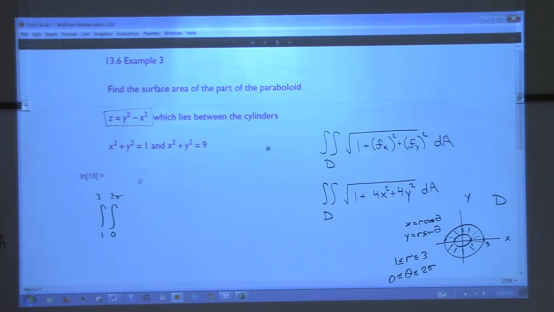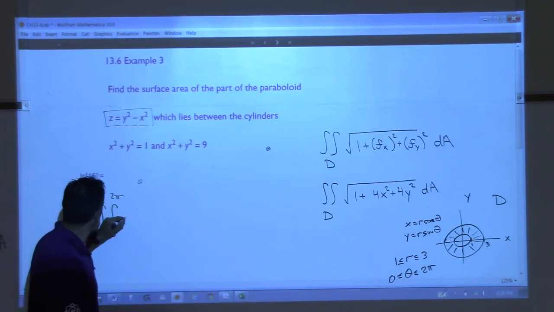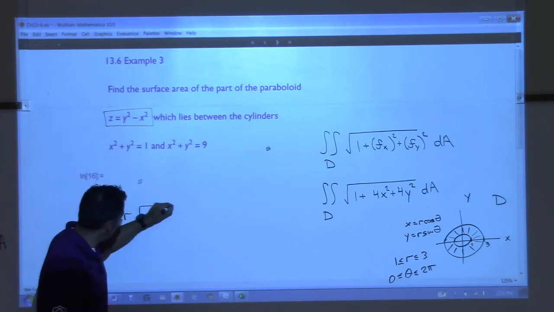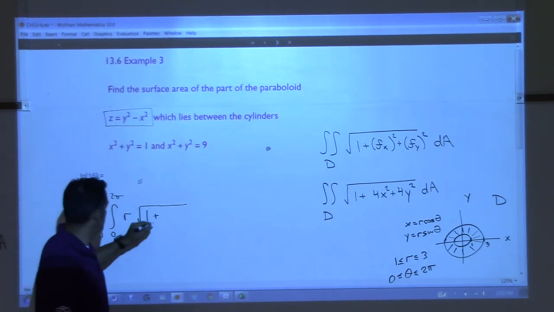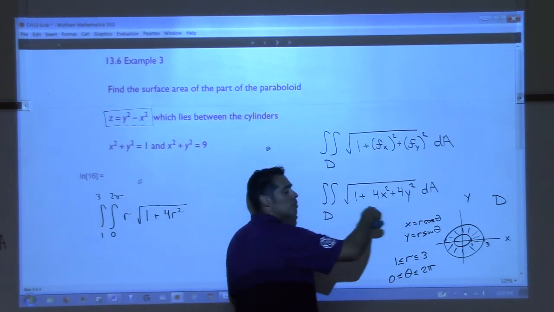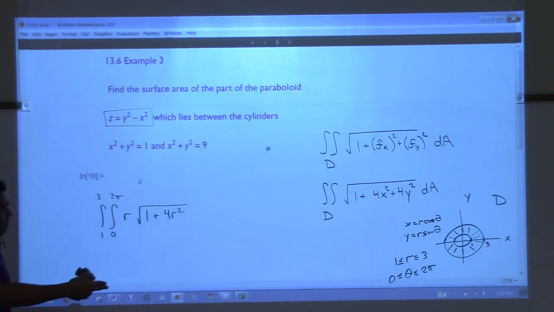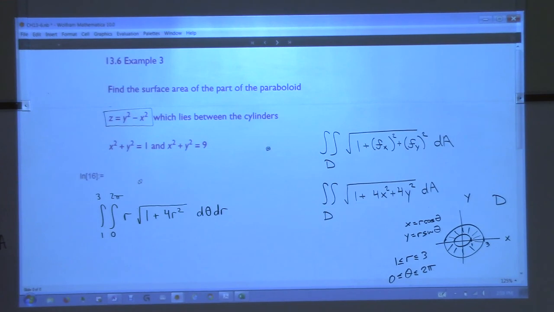Then what goes on the inside? r, so we're going to have the r from the polar. We'll put it in front, that's fine. That's from going to polar. And then we have the square root of 1 plus 4r squared. So we got lucky that we could factor out the 4. We have x squared plus y squared, which equals r squared in polar. And then d theta dr. That's the way I chose to do it. I could go dr d theta, but I chose to go d theta dr.